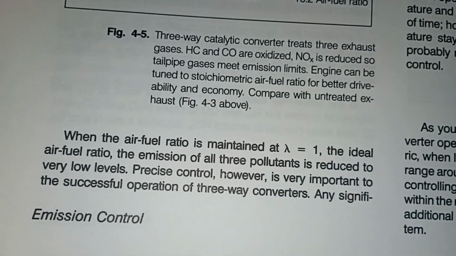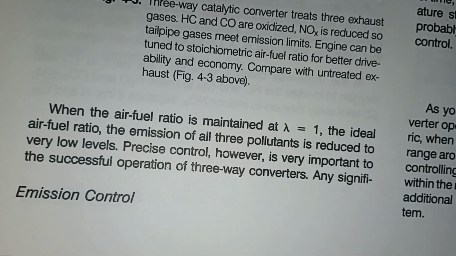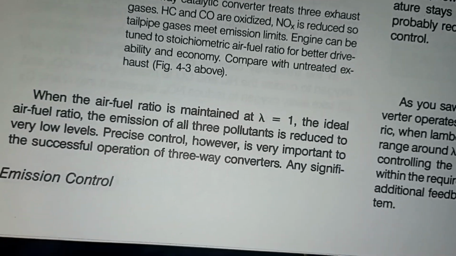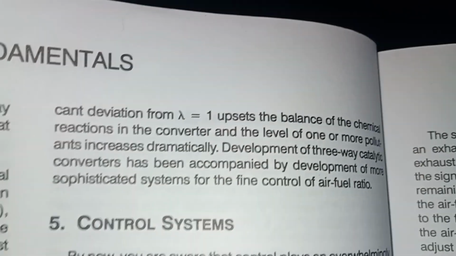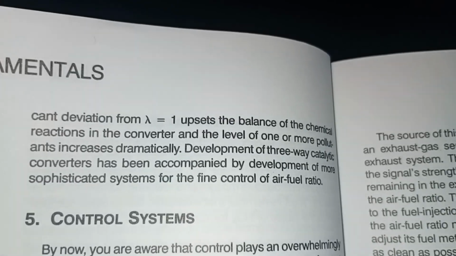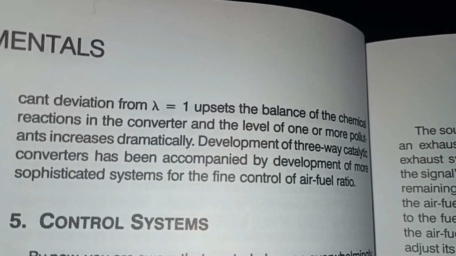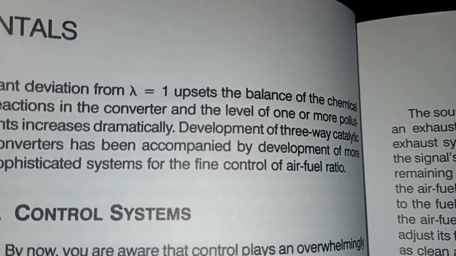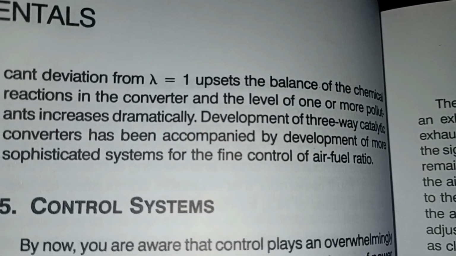When the air-fuel ratio is maintained at lambda equals 1, the ideal air-fuel ratio, the emission of all three pollutants is reduced to very low levels. Precise control, however, is really important to the successful operation of three-way converters. Any significant deviation from lambda equals 1 upsets the balance of the chemical reactions in the converter, and the level of one or more pollutants increases dramatically. Development of three-way catalytic converters has been accompanied by development of more sophisticated systems for control of air-fuel ratio.